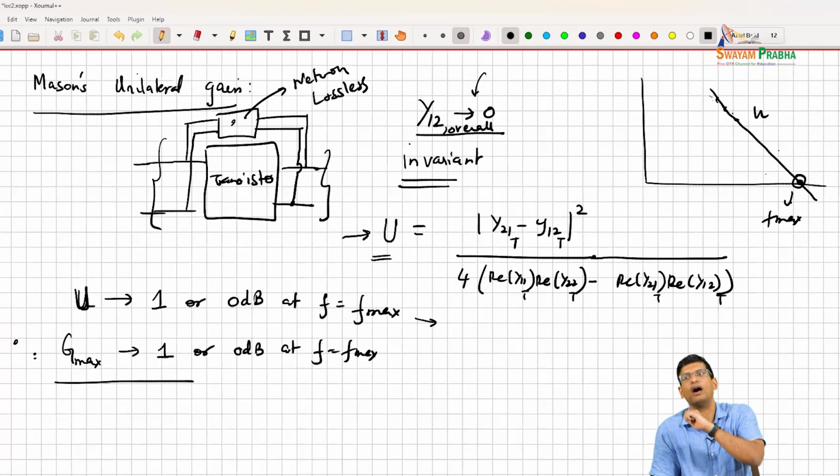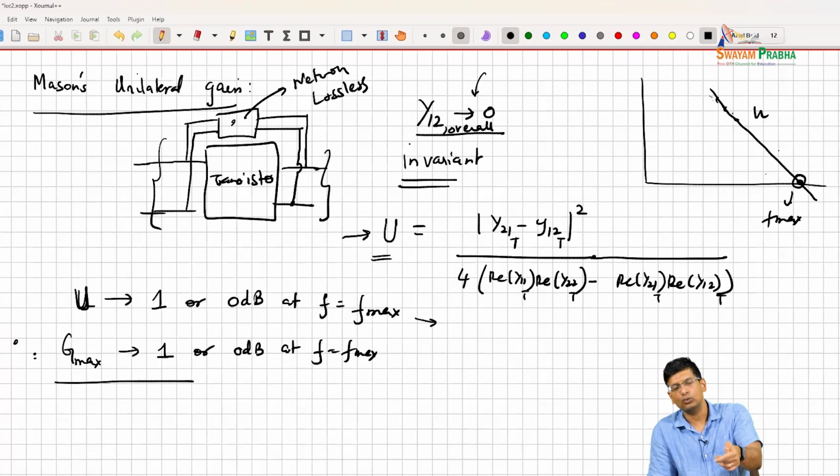GMSG is where you arbitrarily put k equal to 1, right? There is no real deeper meaning than that. It's an estimate of the gain that you can get. And Mason's unilateral gain is the gain if you make the transistor unilateral.